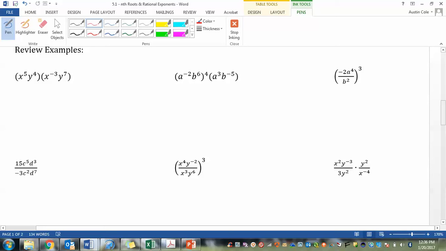So x to the fifth and x to the negative third, I'm multiplying them together. So what do I do with my exponents? We add them. So this needs to be x to the second power, great. And then y to the 11th. And there we are.